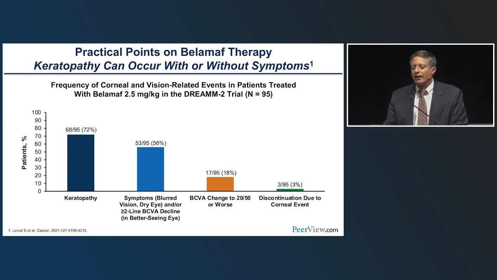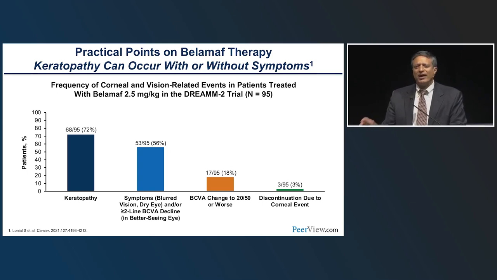And in fact, if you look at the orange column here, which represents the number of patients in DREAMM-2 that actually had BCVA changes of 20/50 or more. So BCVA is best corrected visual acuity. 20/50 or more changes are 2 lines on the Snellen chart.